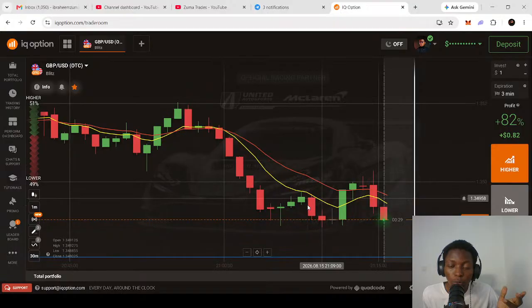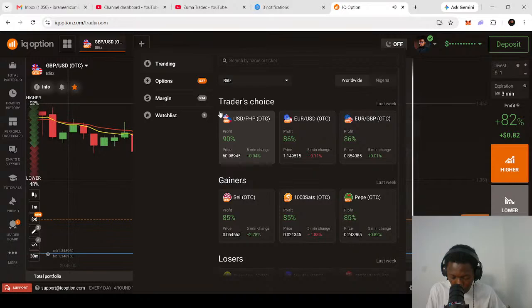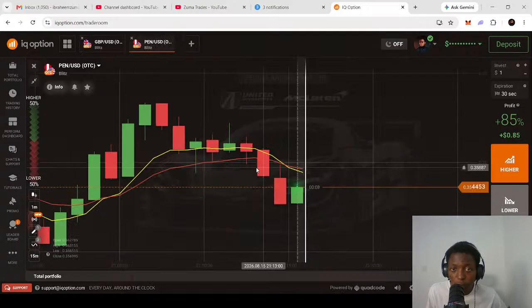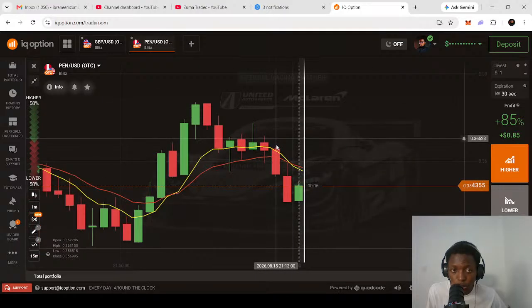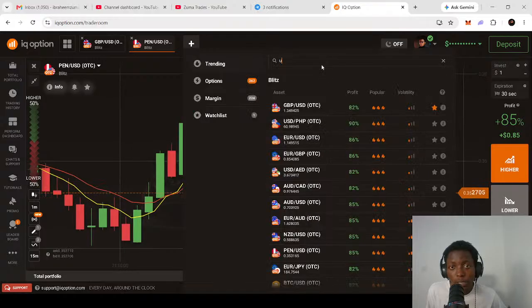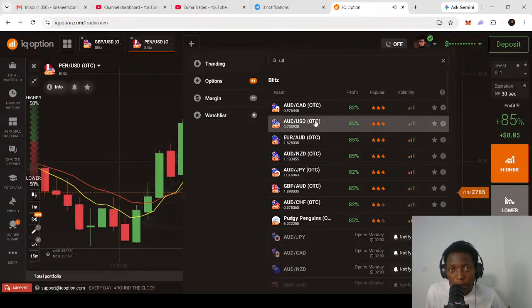And so now we're going to add a few more assets so that we can have many different assets that we can actually trade with. Let's add maybe PEN USD, right? We have PEN USD around here. We're just adding a few assets so that we have different assets we can look at. We can add Australian dollar or something. So just adding some more assets. We have AUD USD around here, right?